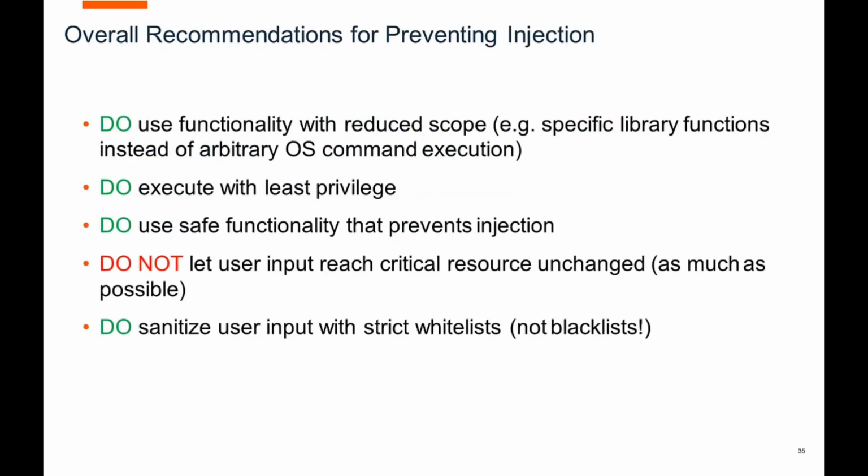So overall, just to recap, try to use functionality with reduced scope. Only use the best tool for the job. Execute with least privilege. Use safe functionality that prevents injection. Do not let user input reach the critical resource unchanged as much as possible. And sanitize your input with whitelists, not blacklists.